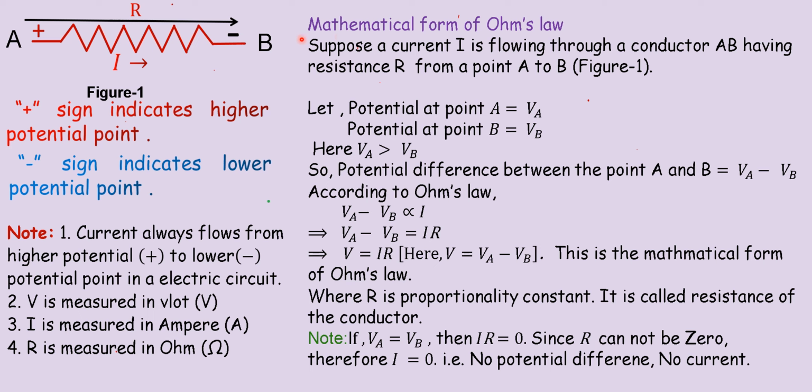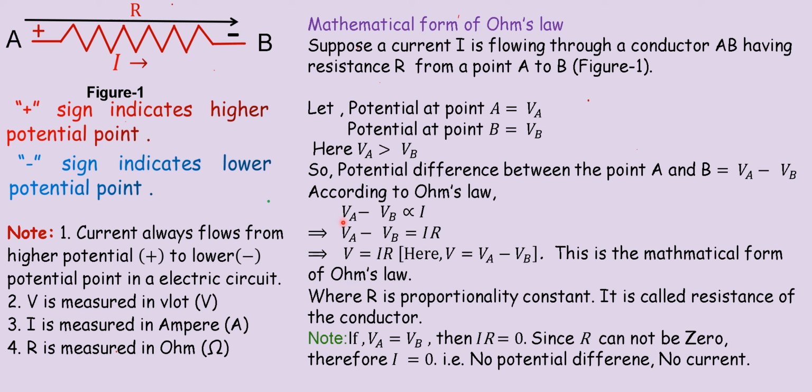Let us now discuss the mathematical form of Ohm's law. Suppose a current I is flowing through a conductor AB having resistance R from point A to point B. A is the higher potential point, B is the lower potential point. Plus sign indicates the higher potential point, minus sign indicates the lower potential point. Let the potential at point A be V_A, and the potential at point B be V_B. Since A is the higher potential point, V_A is greater than V_B. So the potential difference between points A and B will be V_A minus V_B.